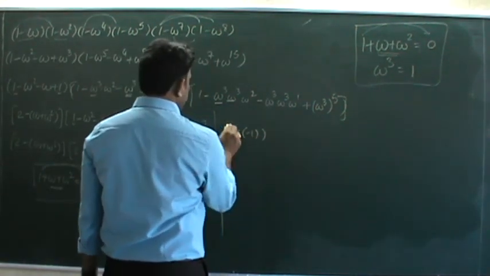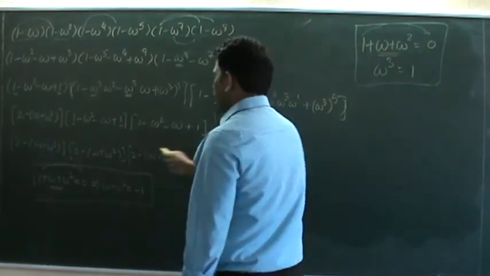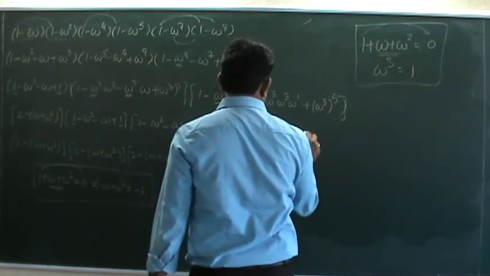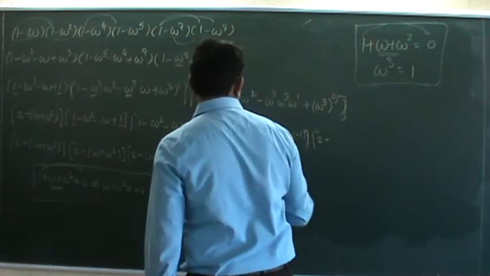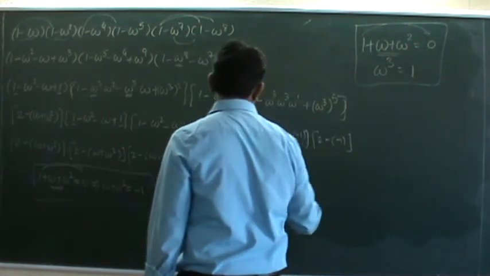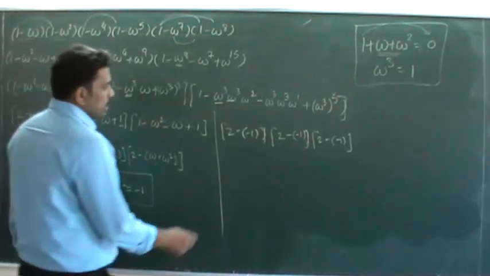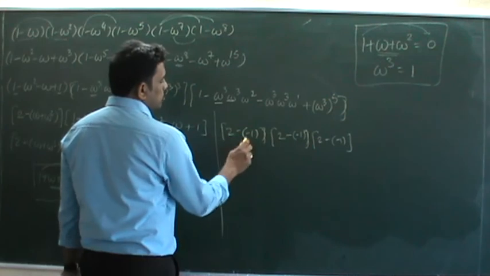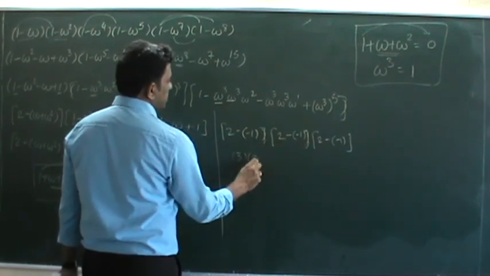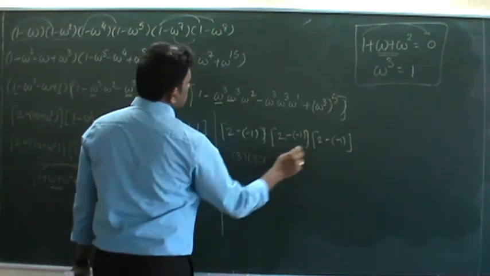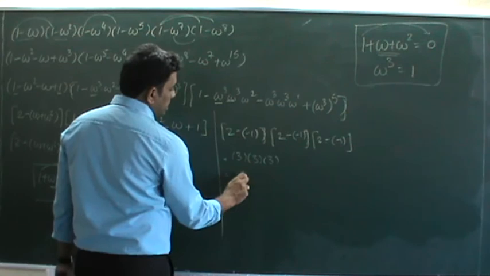This one is over. Next one is 2 minus, omega plus omega square value is minus 1. Again 2 minus, here also we can put minus 1, since omega plus omega square value is minus 1. So minus into minus plus, 2 plus 1 is 3. Here also minus into minus plus, 2 plus 1 is 3. Again minus into minus plus, 2 plus 1 is 3. So 3 3s are 9, 9 3s are 27.